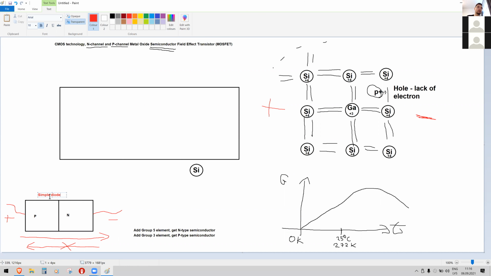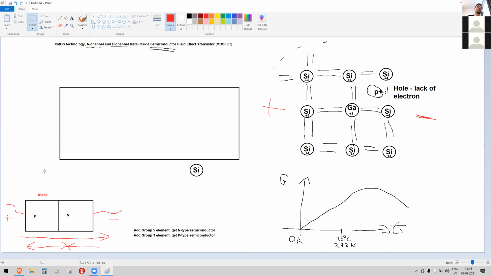You know, just basic diode. I'll just write diode. Diode because it conducts in one direction and doesn't conduct the other direction. And so now we want to build a transistor.